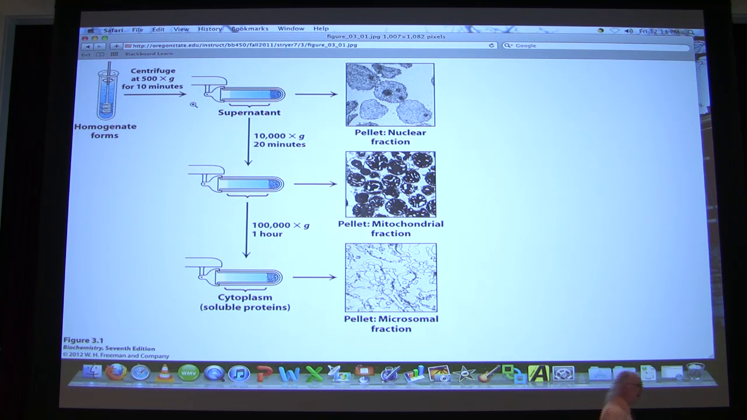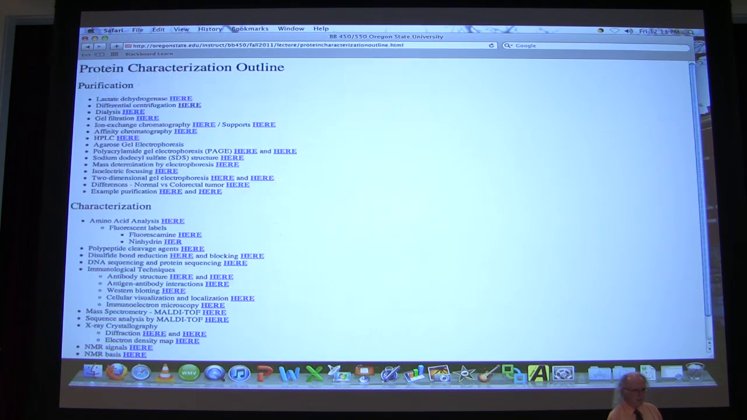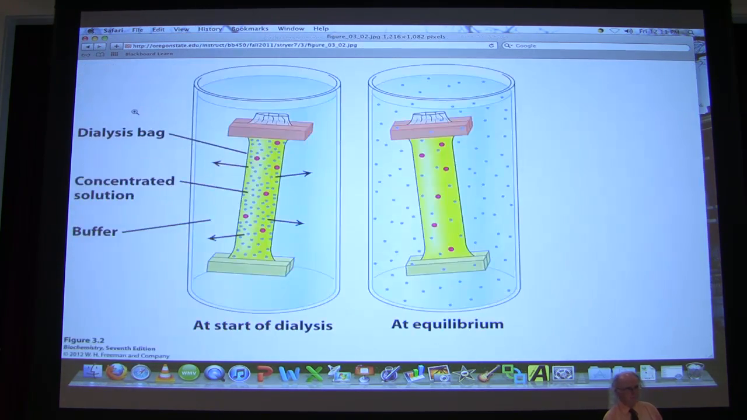Okay, so centrifugation, a very rough but powerful tool to allow us to start to separate things in the process of isolating components of cells. Another technique, yes, question?